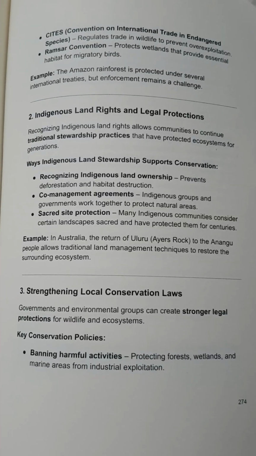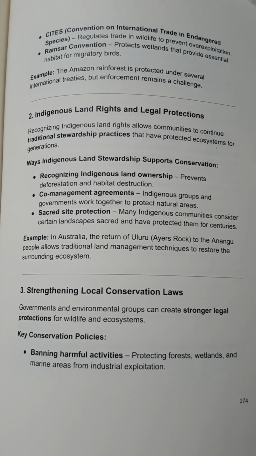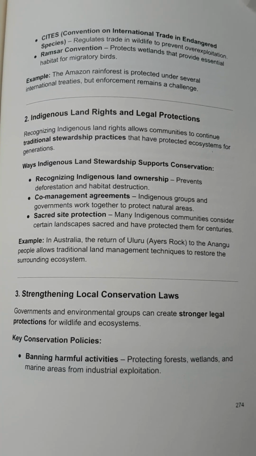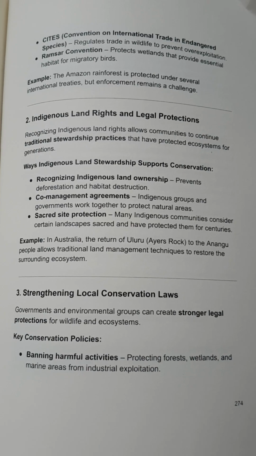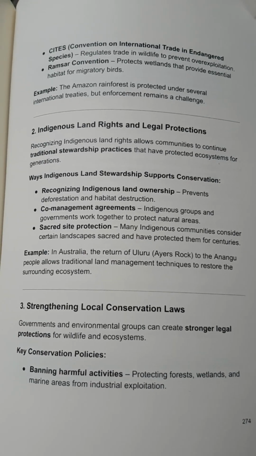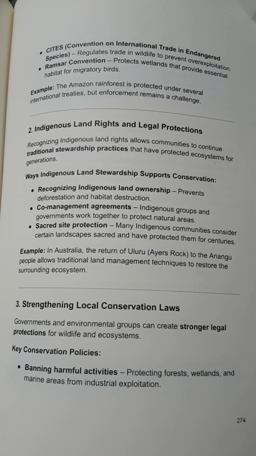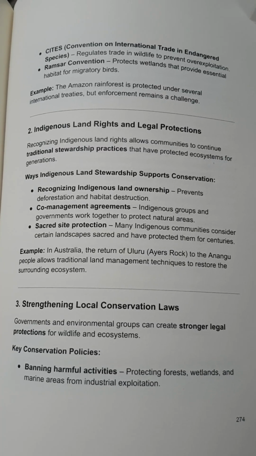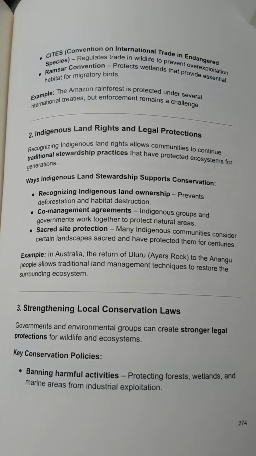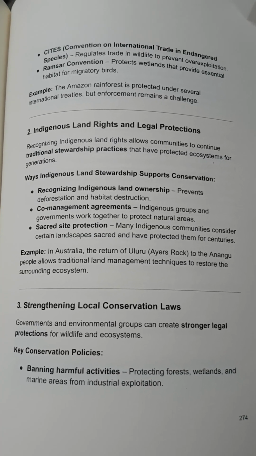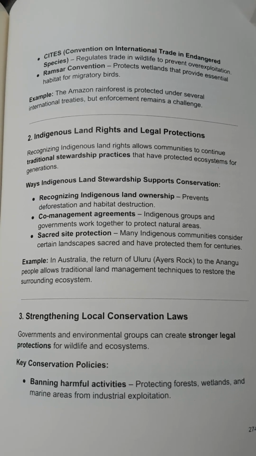Co-management agreements. Indigenous groups and governments work together to protect natural areas. Sacred site protection. Many Indigenous communities consider certain landscapes sacred and have protected them for centuries. Example, in Australia, the return of Uluru, Ayers Rock, to the Anangu people allows traditional land management techniques to restore the surrounding ecosystem.